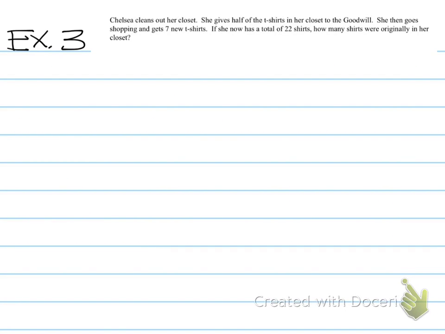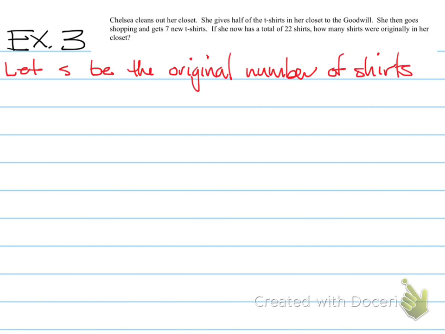And the last problem, Chelsea cleans out her closet. She gives half of the t-shirts in her closet to the Goodwill. She then goes shopping and gets 7 new shirts. If she now has a total of 22 shirts, how many shirts were originally in her closet? All right, so we're going to let S be the original number of shirts in her closet.